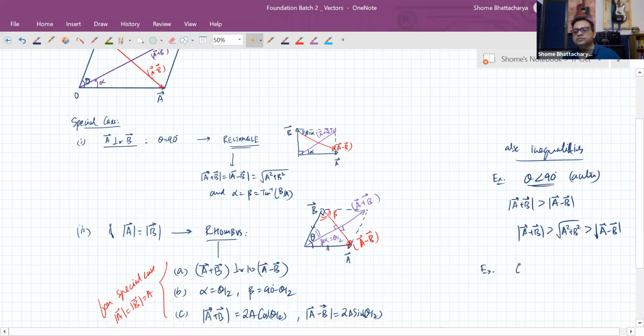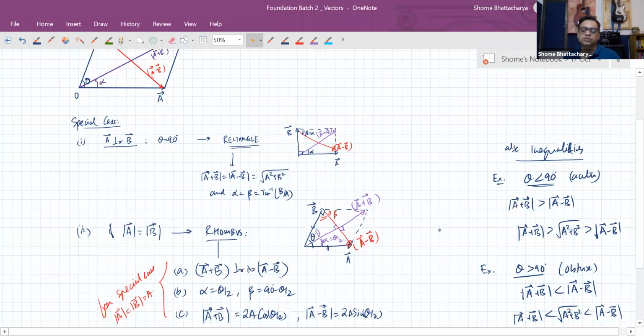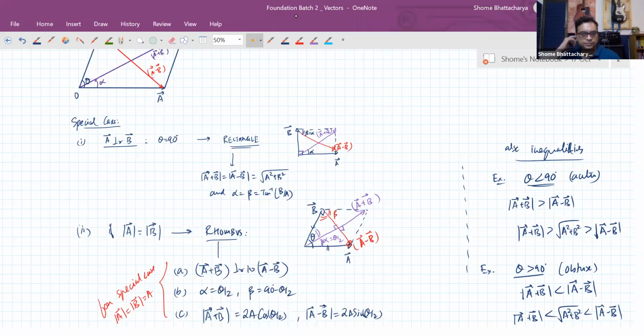Then similarly we had seen that if theta is greater than 90 degrees, it's an obtuse angle, then it's the other way around. Then a plus b has a magnitude which is less than the mod of a minus b, and in fact a plus b's magnitude becomes less than root of a square plus b square, which becomes less than mod of a minus b. So additionally we had seen how to visualize this from the parallelogram law, etc. So this was basically what we had discussed in the last lecture.